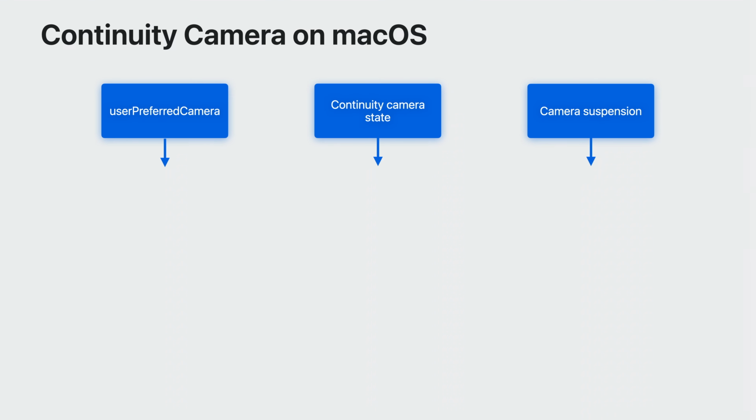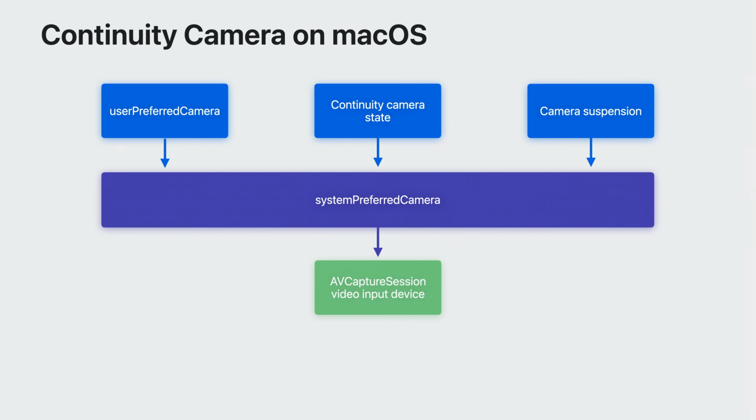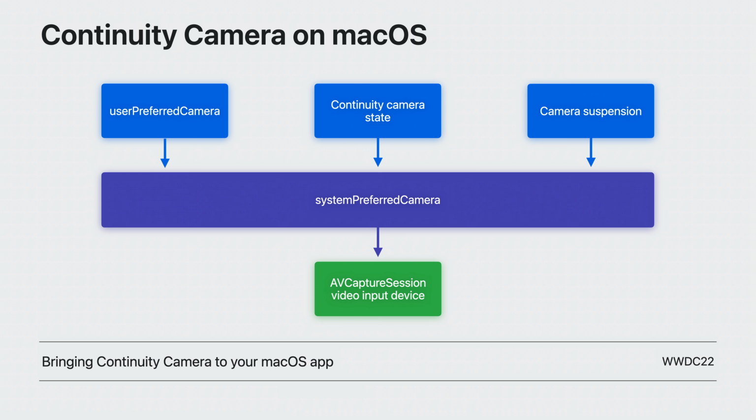This functionality enables a diverse set of apps for TV, and I'm going to show you how to bring Continuity Camera and Mic to your tvOS app. Last year, macOS Ventura introduced Continuity Camera to use your iPhone as a webcam. You simply bring your phone close to your Mac, and the camera and mic become available as input devices. If you're not already familiar with Continuity Camera on macOS, check out the session on this topic from WWDC 2022.